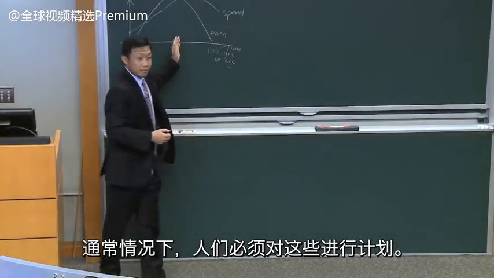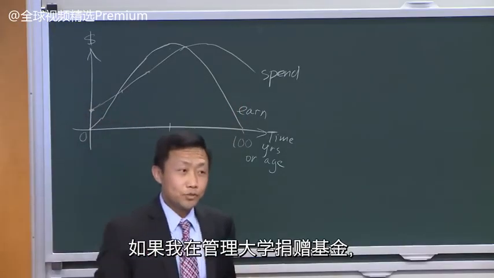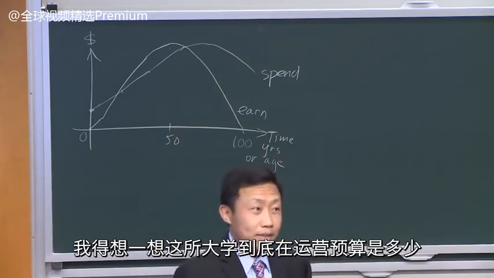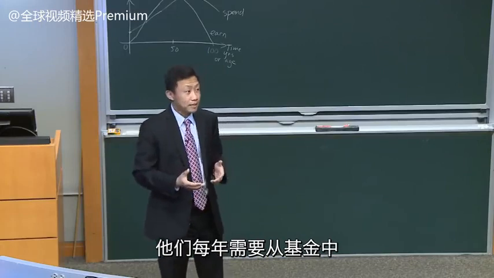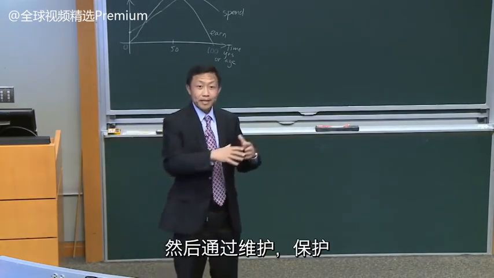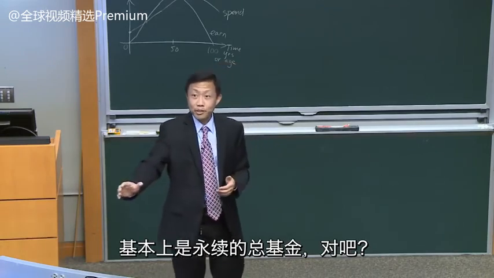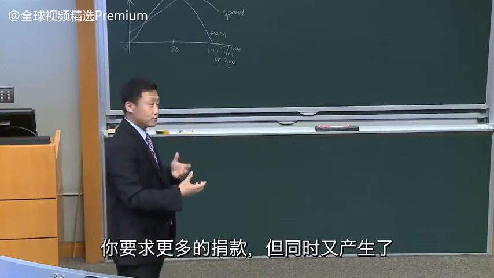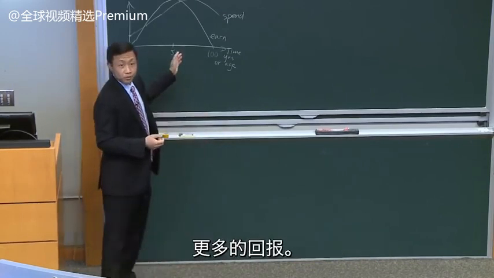And typically, people have to plan this out. Or if I'm managing a university endowment, I have to think about what the university's operating budget is, like how much money they need every year drawing from this fund. And then by protecting the total fund for basically a perpetual purpose, right, ongoing, and keep growing it. You ask for more contributions, but at the same time generate more return.